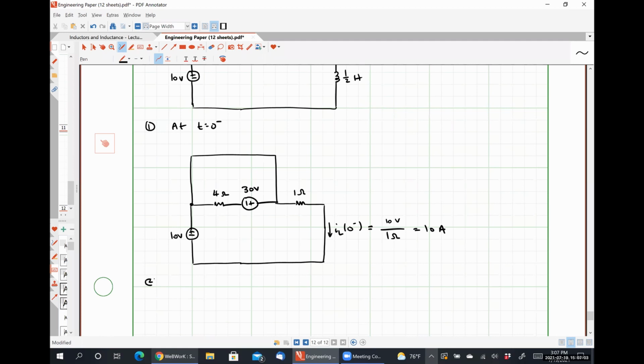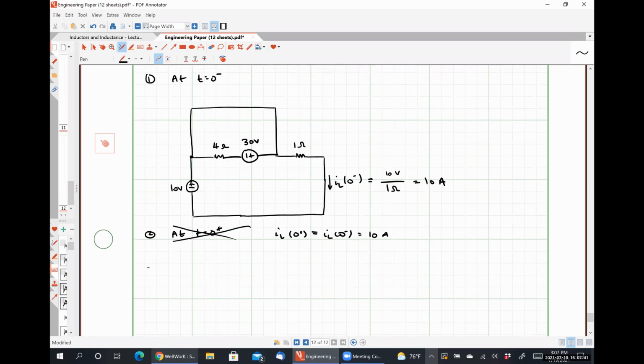Our second step here would be to analyze the circuit at t equal to 0 plus, but I'm not going to bother to do it. The reason is I know that IL at 0 plus is exactly equal to IL at 0 minus, which is 10 amps. So redrawing the circuit in this particular instant, because we're only concerned about the inductor current, doesn't give us any new information whatsoever. That's why I'm effectively skipping step 2. Does that make sense to you guys? Yes, sir.